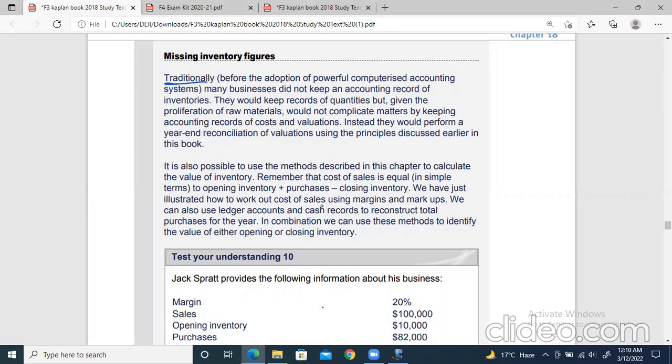So traditionally, many businesses did not keep an accounting record of inventories. They would keep records of quantities, but given the proliferation of raw materials, would not complicate matters by keeping accounting records of cost and valuation, because the cost obviously kept inflating and deflating every year, every minute, every day, right? So instead, they would perform a year-end reconciliation of valuation using the principles discussed earlier in this book. So according to the IS2, they would do that.